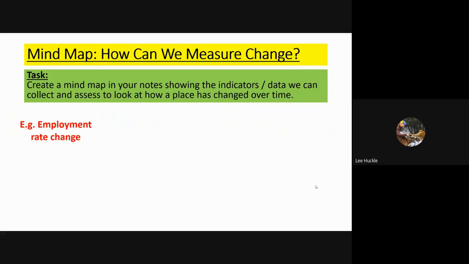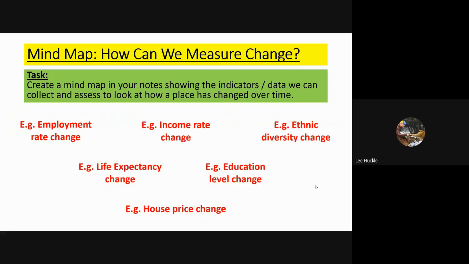So here you are just starting to mind map what could you actually collect. And there's loads of different things. And the list could be much larger than this. So you could look at employment figures. You could look at income figures and data. You could look at ethnic diversity data, life expectancy data, education data, house price data. And the word change infers you've got to look at this data over time as well to see how have employment rates changed in a particular place, to decide and analyze and evaluate if the change has been for the better or not.